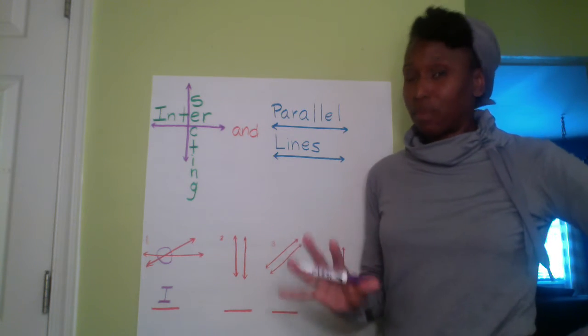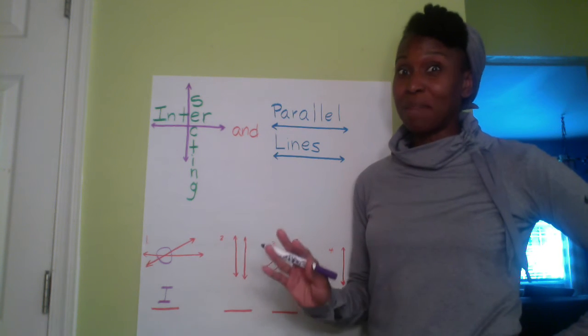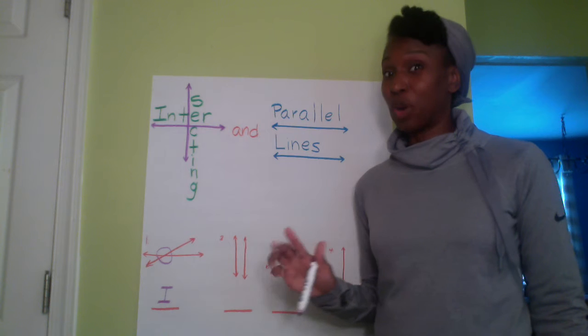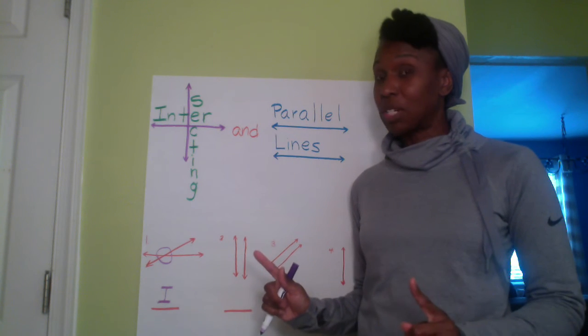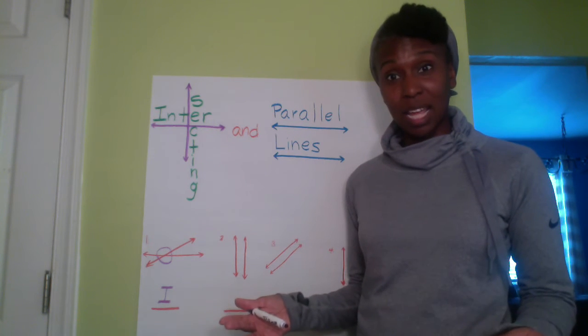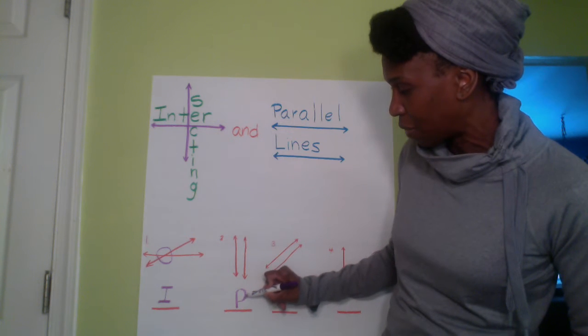All right, for number two. Now we're all going to agree that they are equal distance from one another. I tried my best to make them as straight as I could. So if we're all going to agree that they're the same distance from one another and they're not going to touch, what kind of lines are they? You would have to say P for parallel. So put a P right there.